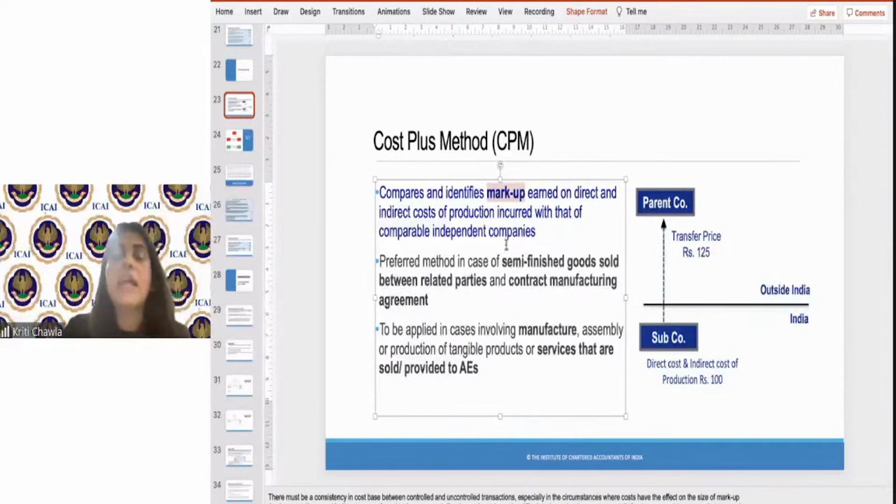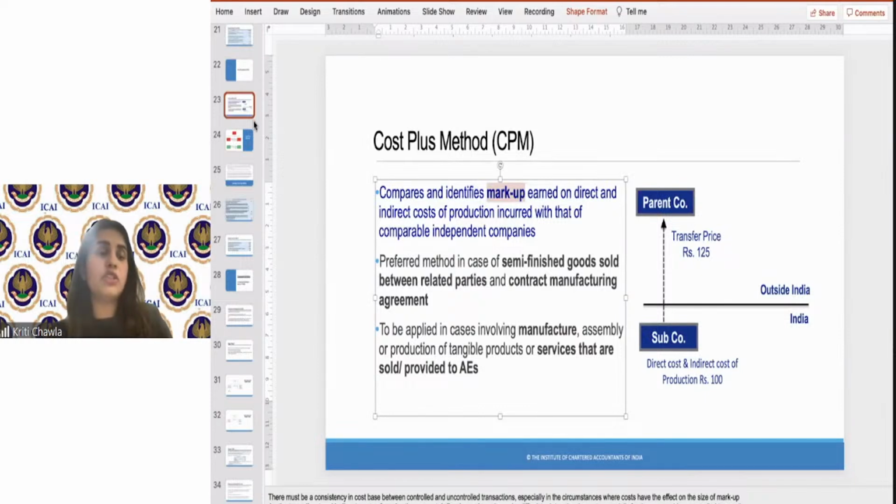This markup, which is earned on indirect and direct cost of production, you need to compare with independent comparable companies. The only difference between the resale price method and the cost plus method is that here we are talking about manufacturers, so it is going to be the markup. In the resale price method, we were talking about traders and distributors, so it was a percentage, a margin that was retained by traders and distributors. But in this situation, we're talking about manufacturers. So we need to see what is the markup that is earned by these manufacturers, and this case involves manufacturing activities.